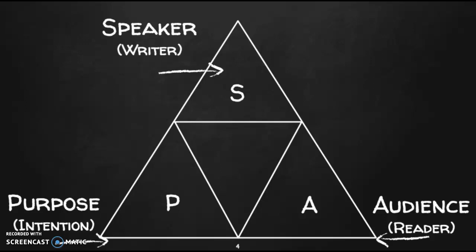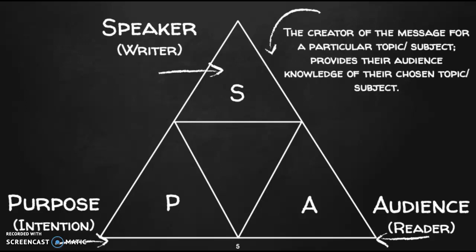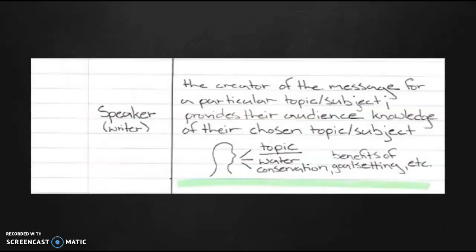There are 3 elements you want to keep in mind while communicating, whether that be through writing or speaking: the speaker or the writer, the purpose or the intention, and the audience or the reader. The speaker is the creator of the message for a particular topic or subject. They provide their audience knowledge of their chosen topic or subject. Pause here to take notes.